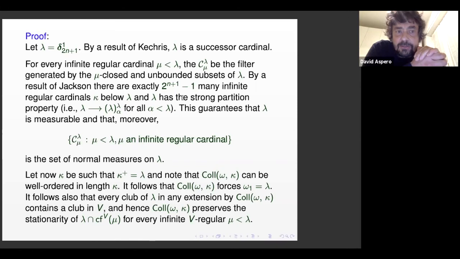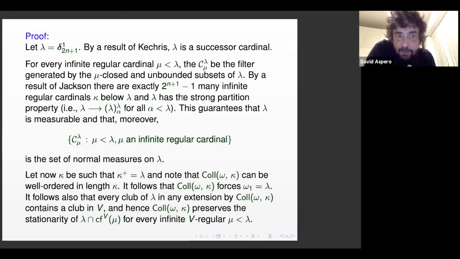By a result of Kechris, let lambda be delta 1, 2n plus 1. Then lambda is a successor cardinal. Now for every infinite regular cardinal mu less than lambda, you let C lambda mu be the filter generated by the mu closed unbounded subsets of lambda. And then by a result of Jackson, there are exactly 2 to the n plus 1 minus 1 many infinite regular cardinals kappa below lambda, below this delta 1, 2n plus 1.